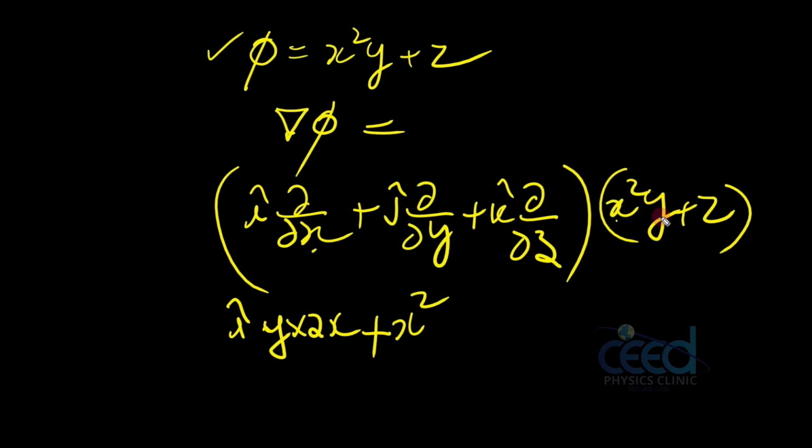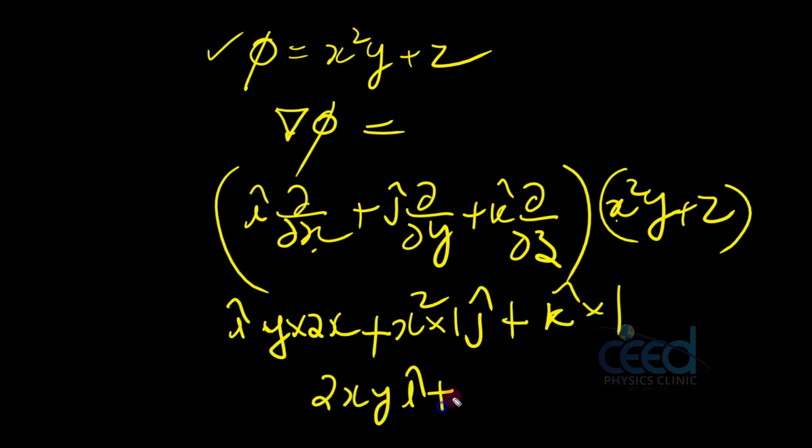x square I can take out. When I am doing y, I will get 1, right? So 1 into j cap. With respect to y, z on differentiation 0, and with respect to z, here I will have 1, x square y is a constant, so k cap into 1. So the answer is 2xy i cap plus x square j cap plus k cap. So this is the answer.